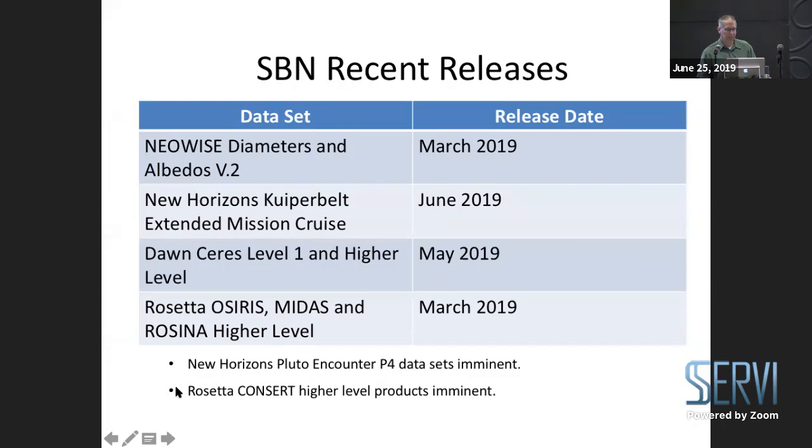There are just some recent highlighted releases. NEOWISE diameters were released in March. New Horizons Kuiper Belt extended mission data was released in June. Dawn series data last month, and a large chunk of Rosetta data, March of this year. And then there are some impending or imminent releases of data sets coming down the pipeline very soon. So that's all I had.